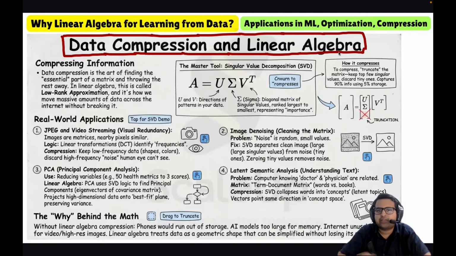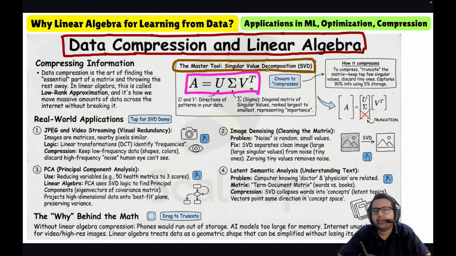Now, if we talk about the master tool for data compression, it is singular value decomposition, SVD. You can call singular value decomposition the Swiss Army knife of data science. SVD takes any matrix A and breaks it into three specific parts. So we break a matrix into three parts: U, sigma, V transpose.